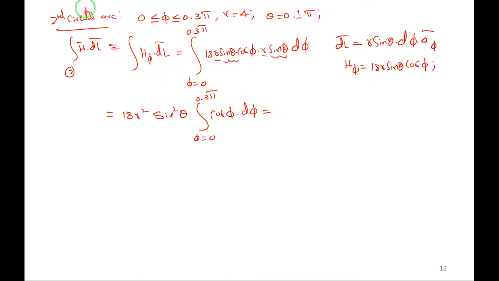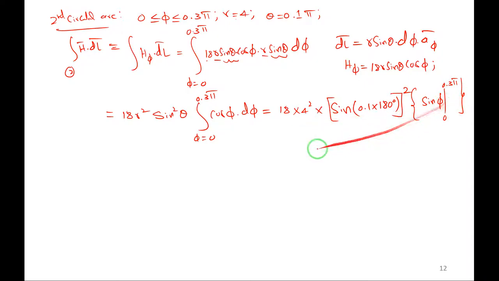Next, along the second circular arc, r is 4, theta is 0.1 pi. So let me substitute here. So 18 into r square, r is nothing but 4 square, into sine of theta. What is theta here? Theta is 0.1 pi. 0.1 into pi radians equal to 180 degrees. Because my calculator is in degree mode, I will write it in degrees only. Whole square, because sine square is there. Next, the integration of cos phi is sin phi. So the limits, I have to write 0 to 0.3 pi.